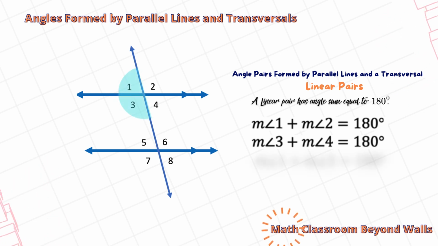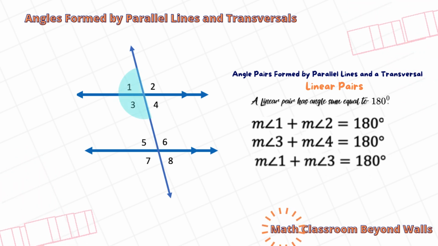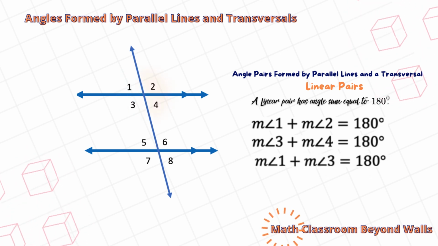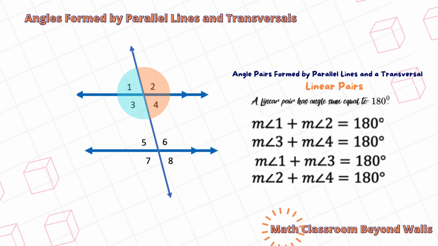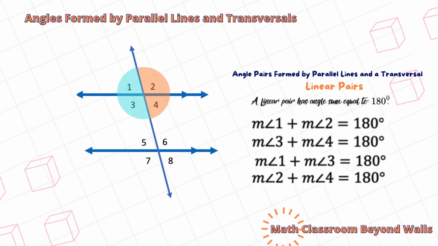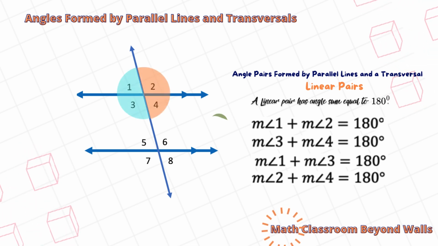The measure of angle 1 plus the measure of angle 3 equals 180 degrees. The measure of angle 2 plus the measure of angle 4 equals 180 degrees. We have other linear pairs here, learners. Try to identify them and write their relationships in an equation form, just like what we have here. I am sure you can do it.